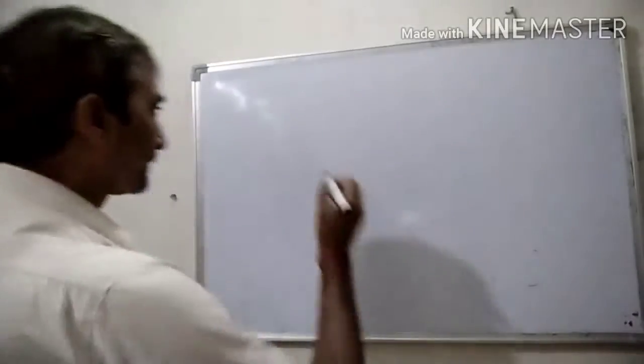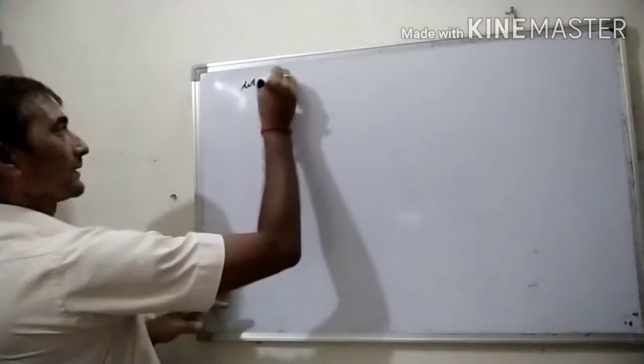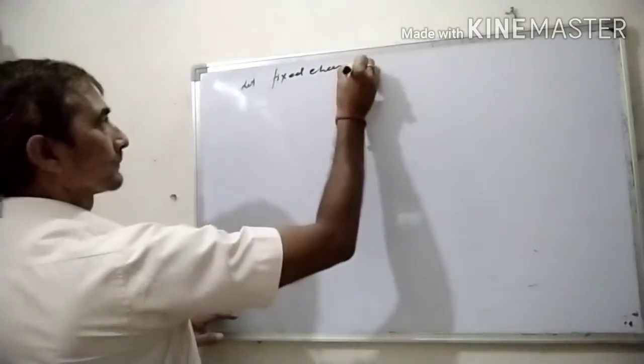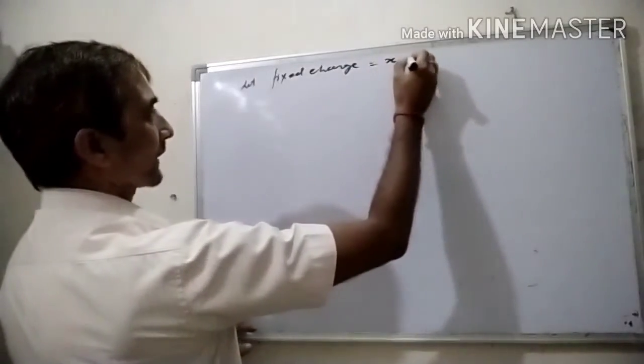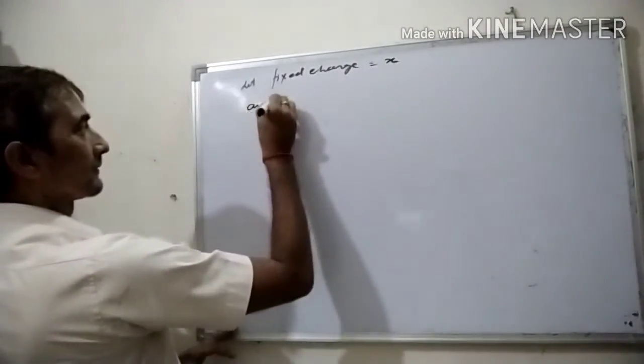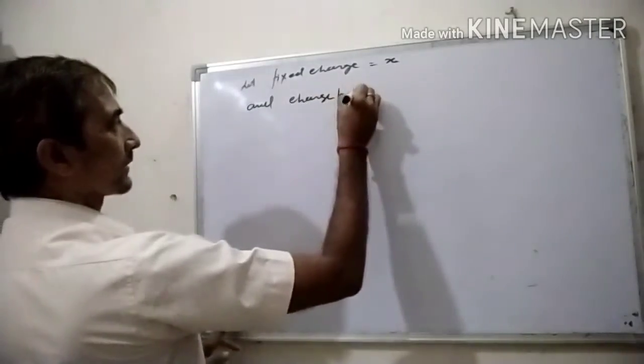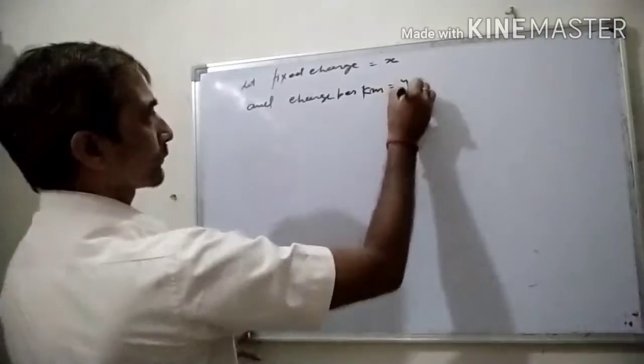Students, in this question, there are two kinds of charges. One charge is fixed and the second depends on the travelling distance. Then let fixed charge equal to X and charge per km equal to Y.